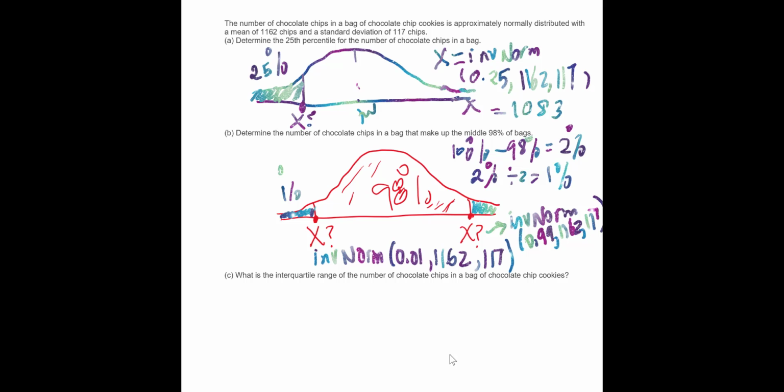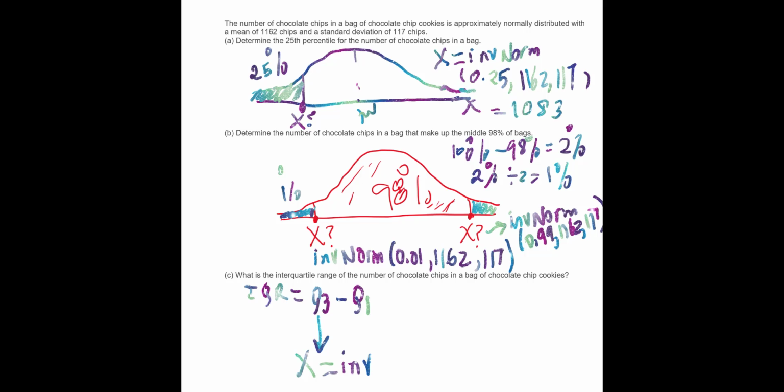Okay, part C. He wants the interquartile range. Well, we know the IQR is Q3 minus Q1. So I need to find the value in Q3 and the value on Q1. This is an X value, guys. And Q3 is the 75th percentile.